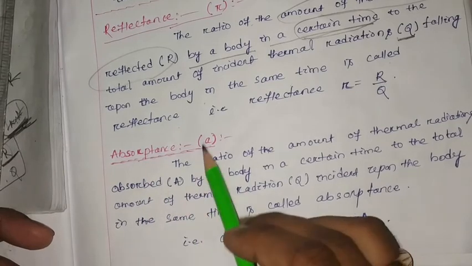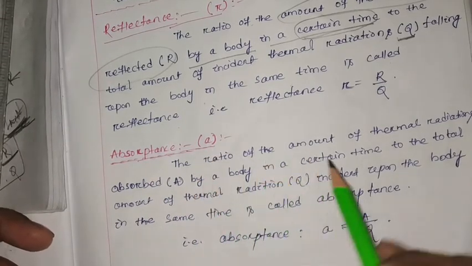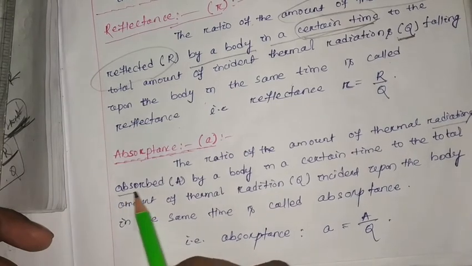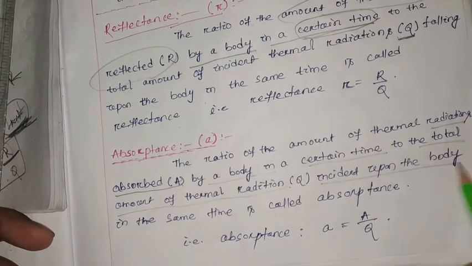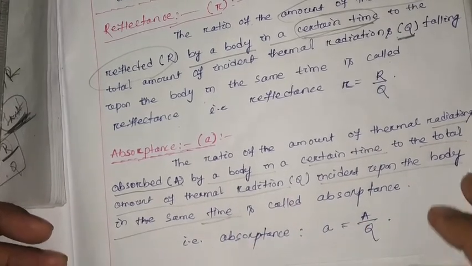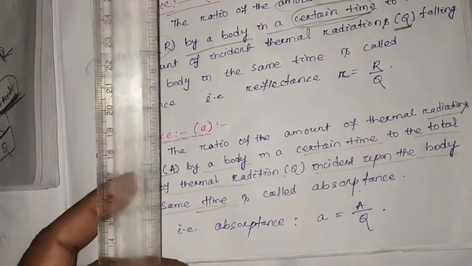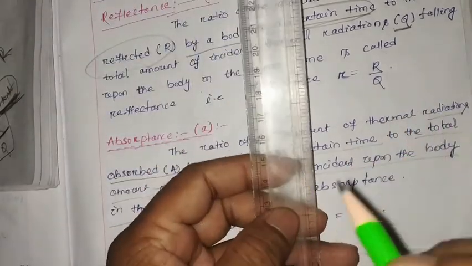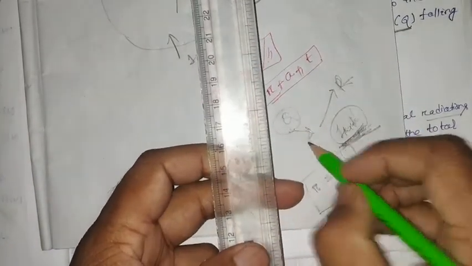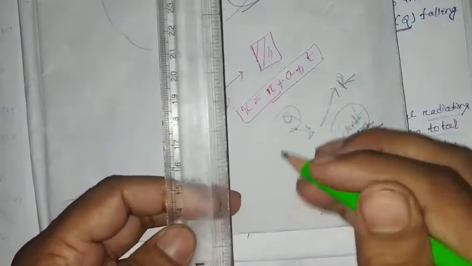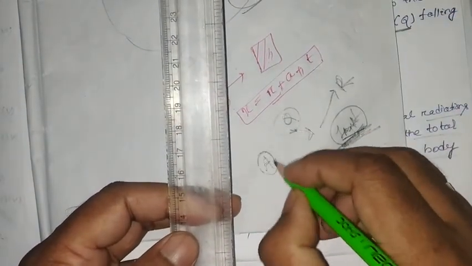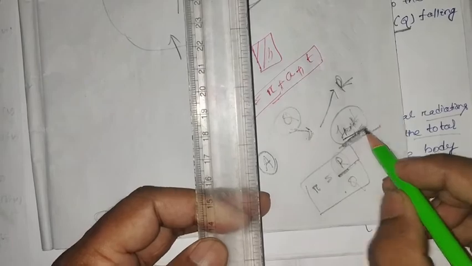Absorptance, which is represented by small a, is the ratio of the amount of thermal radiation absorbed by the body in a certain time to the total amount of thermal radiation incident upon it in the same time. Suppose Q amount of energy is incident for 1 minute, and in exactly that 1 minute we see how much energy has been absorbed. Let A amount of energy be absorbed in that 1 minute.